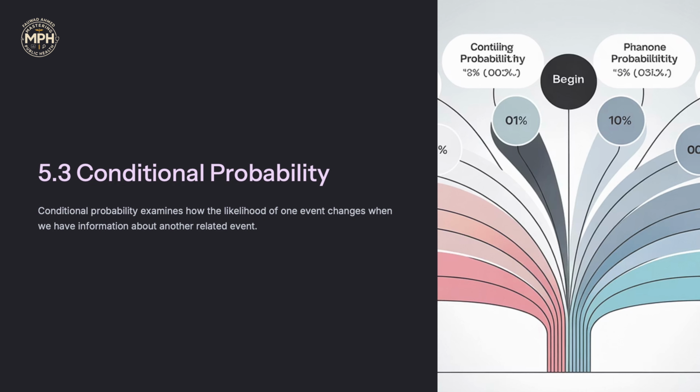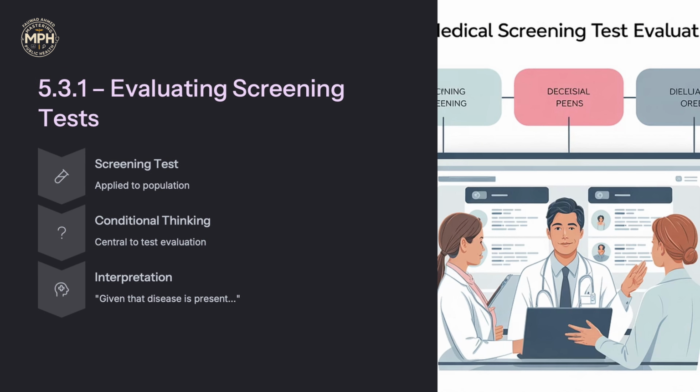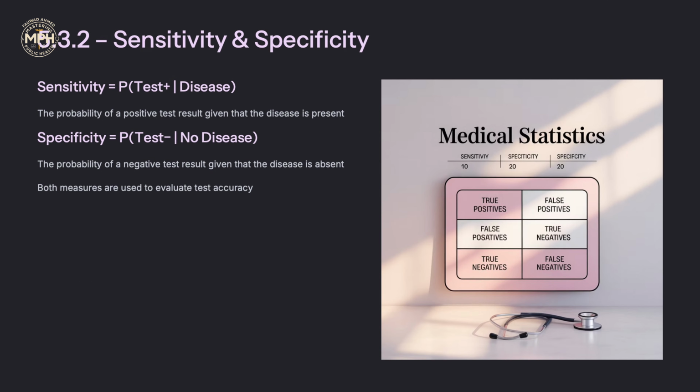Third is conditional probability. Conditional probability asks, what is the probability of event A, given that event B has already occurred? We read this as the probability of A given B. This concept is central to screening, diagnosis, and risk evaluation. In 5.3.1, evaluating screening tests, we assess how well a test performs by understanding conditional outcomes.